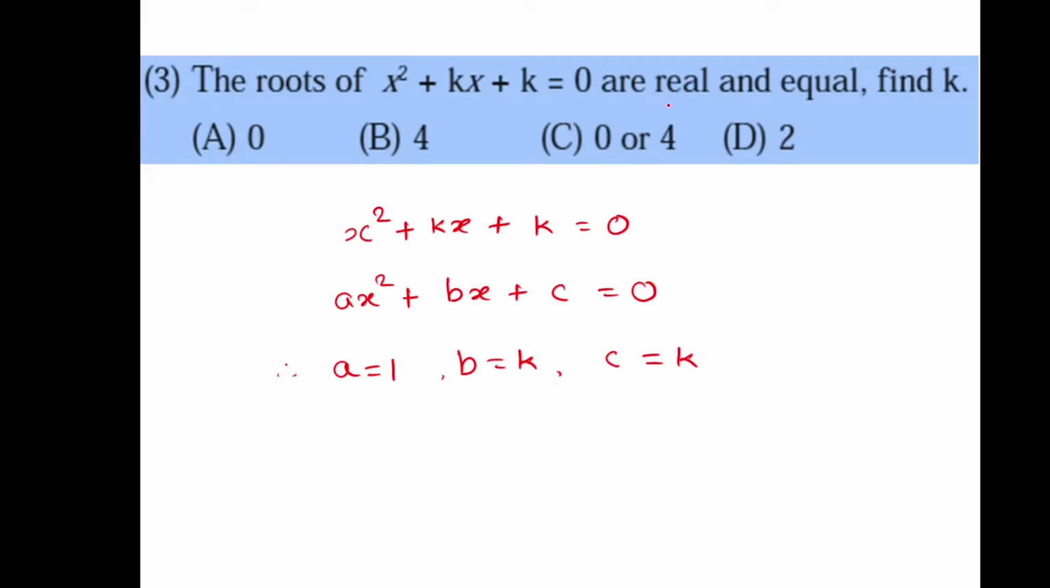Now it is given that the roots are real and equal. So if for any quadratic equation the roots are real and equal, in that case we know that the value of discriminant is 0. So to find the value of discriminant we should have b square minus 4ac, that is equal to, we have the values of a, b and c. We'll replace here b by k, that's k square, minus 4 into a is 1, into c, that is k.